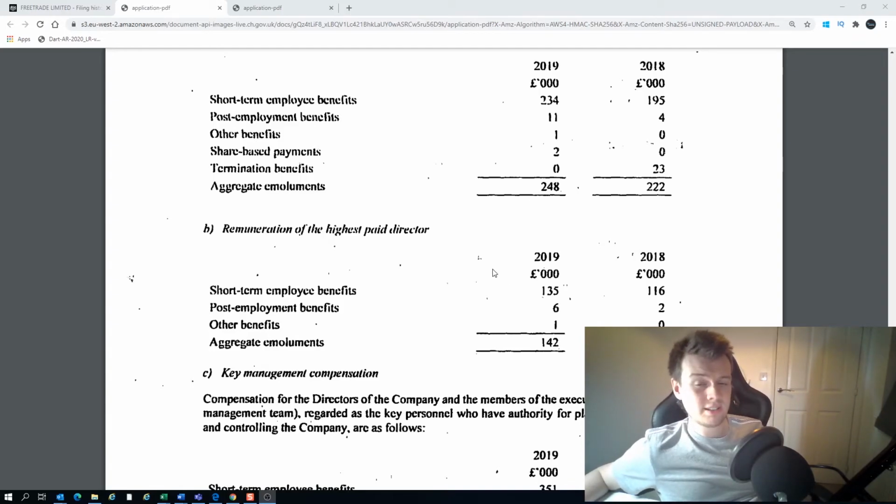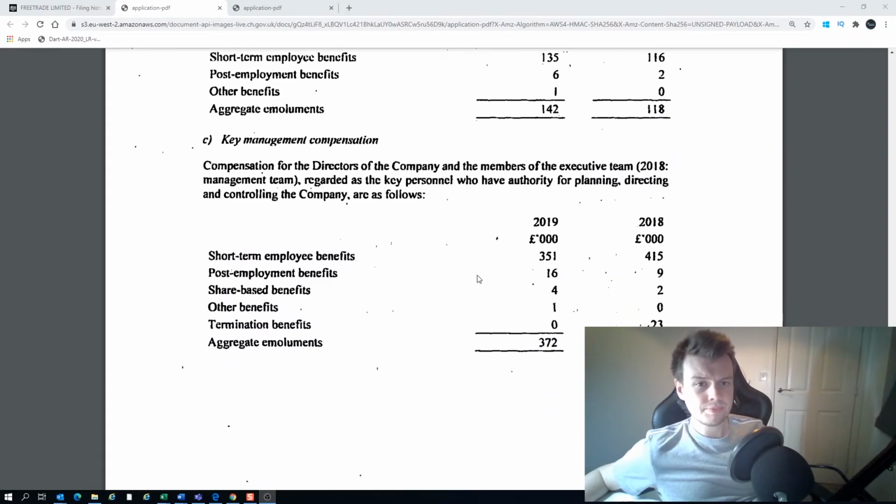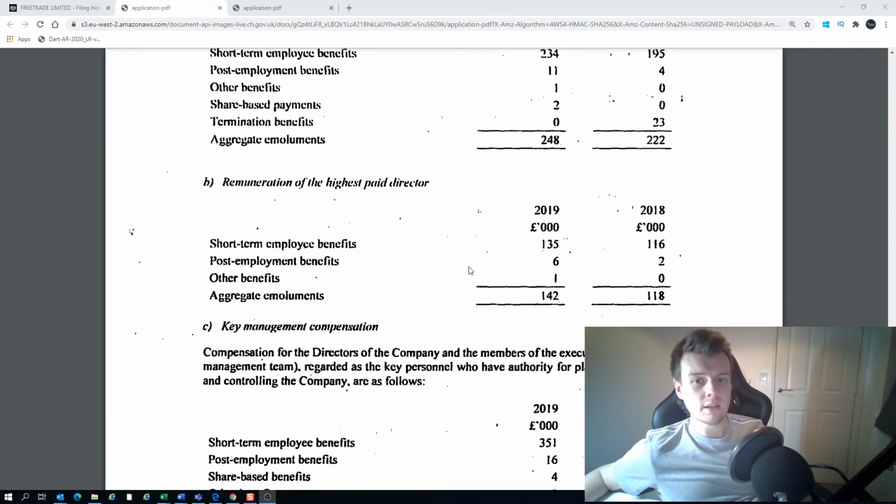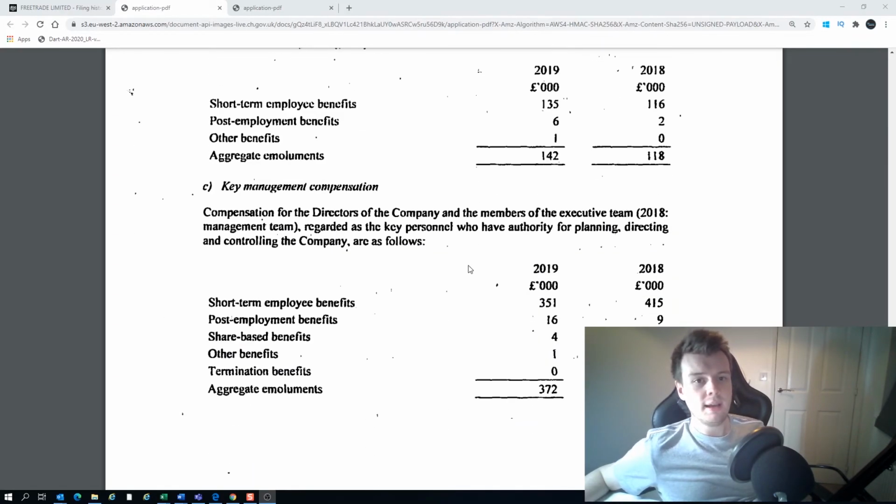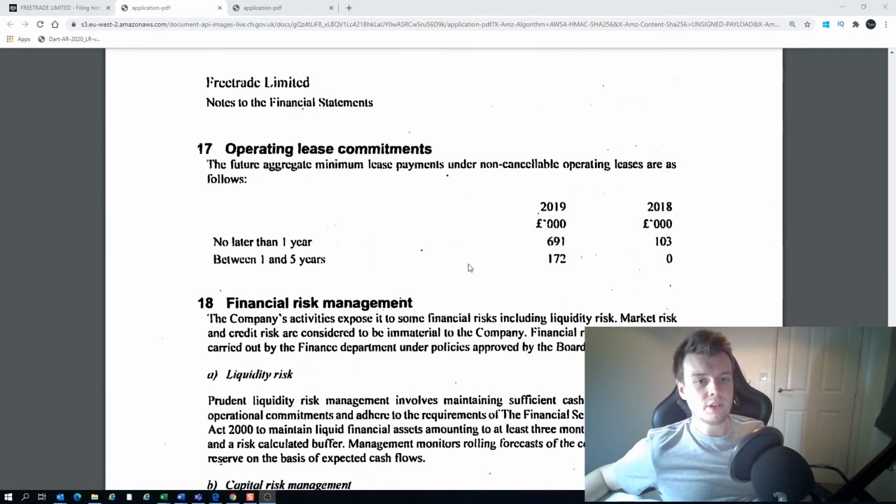So one director at Freetrade earned £142,000 in 2019. Pretty impressive. I mean, yeah, that's definitely impressive. So yeah, we can find out some cool information about them.